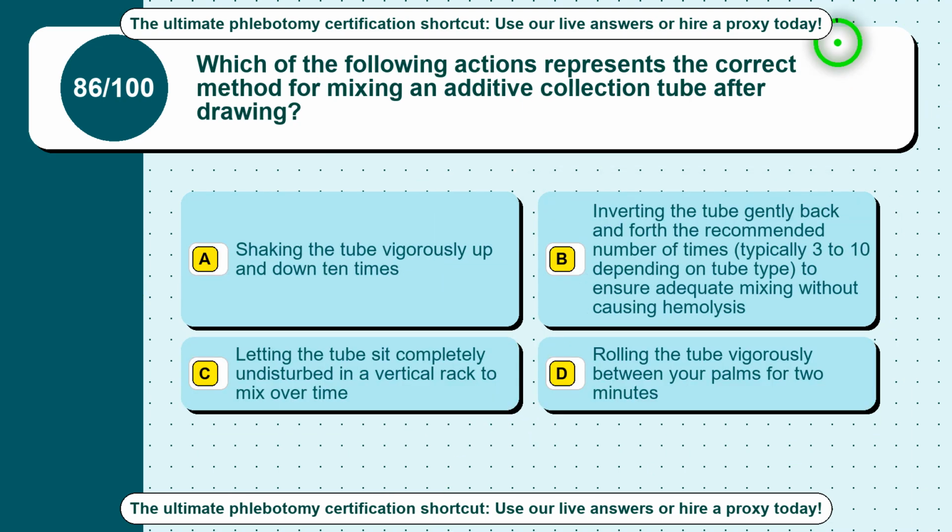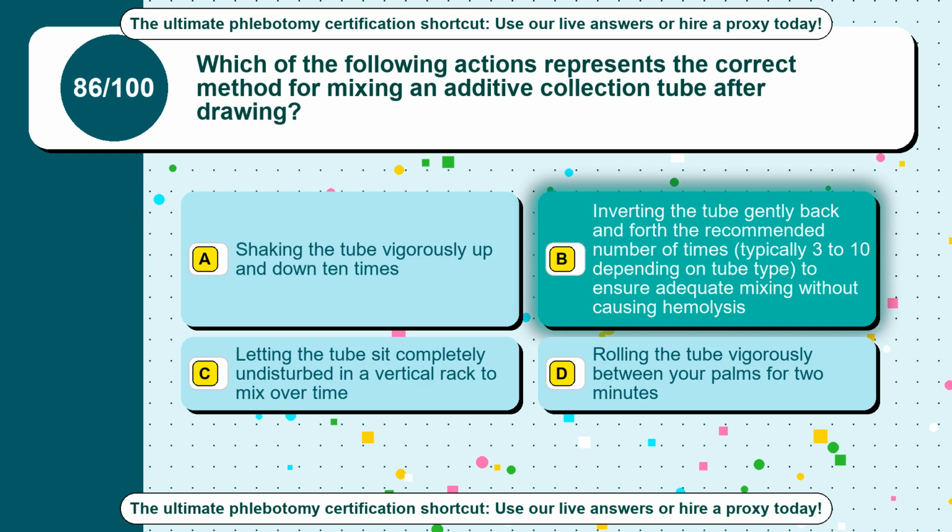Question 86. Which of the following actions represents the correct method for mixing an additive collection tube after drawing? Option A, shaking the tube vigorously up and down 10 times. Option B, inverting the tube gently back and forth the recommended number of times, typically 3 to 10 depending on tube type, to ensure adequate mixing without causing hemolysis. Option C, letting the tube sit completely undisturbed in a vertical rack to mix over time. Option D, rolling the tube vigorously between your palms for 2 minutes.